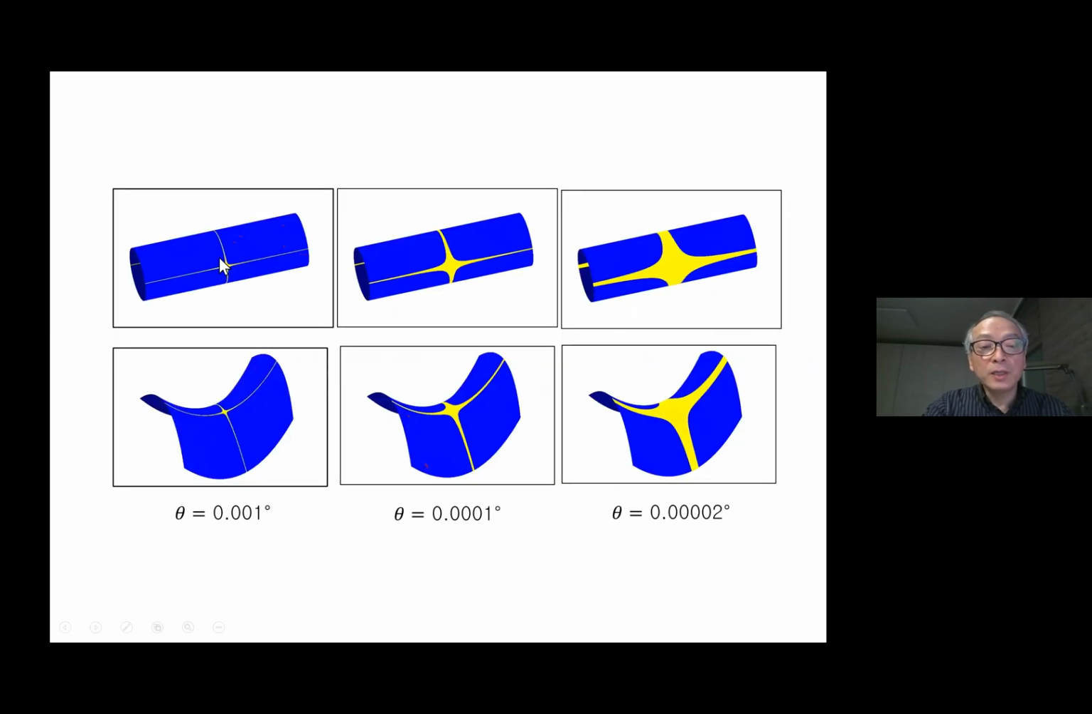quite accurately. The yellow region means the surface points within a small distance from the other surface. Distance 10 to the minus 8, a very small distance. So in the case of cylinders, they're almost like torus with a very large radius. But in the regular surface, we can actually apply the same technique.